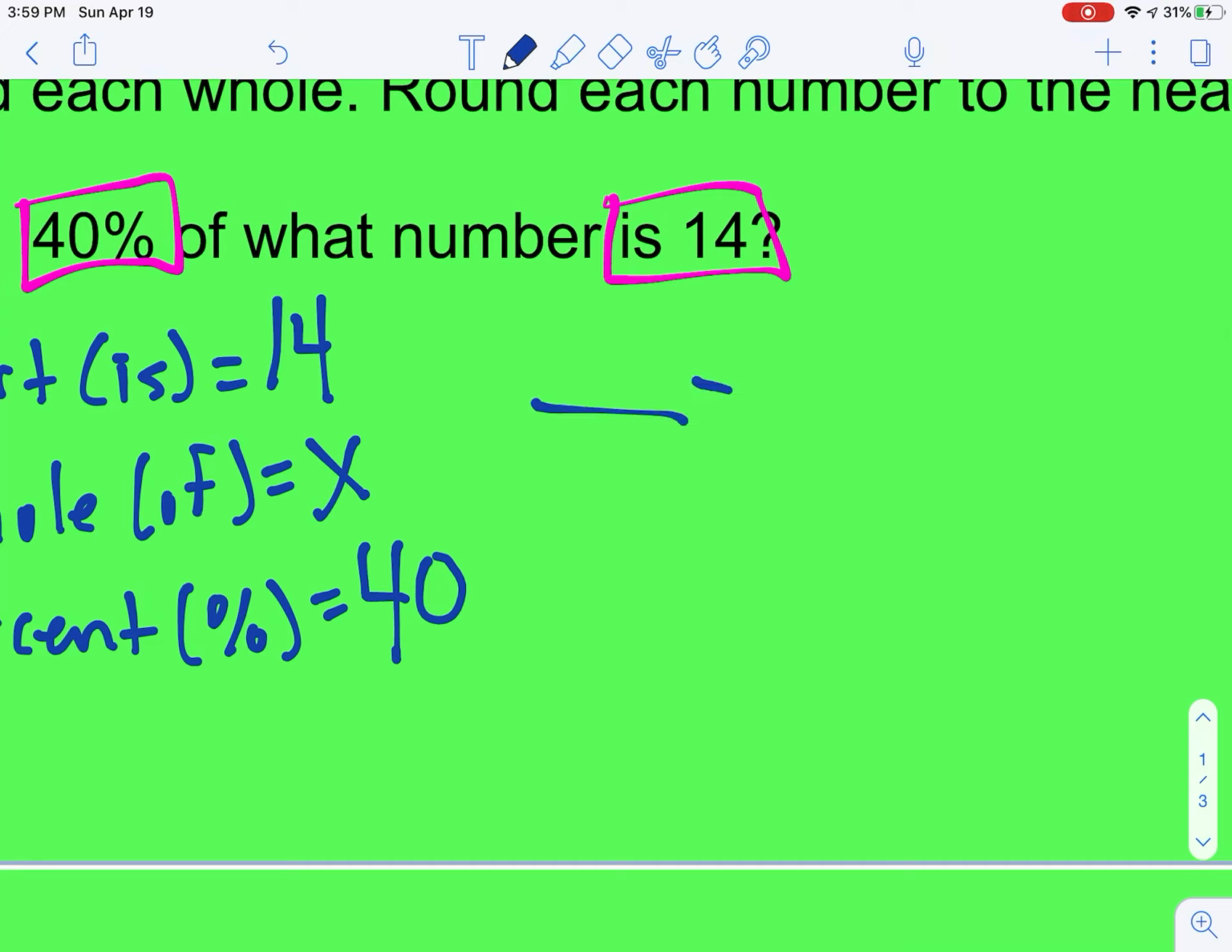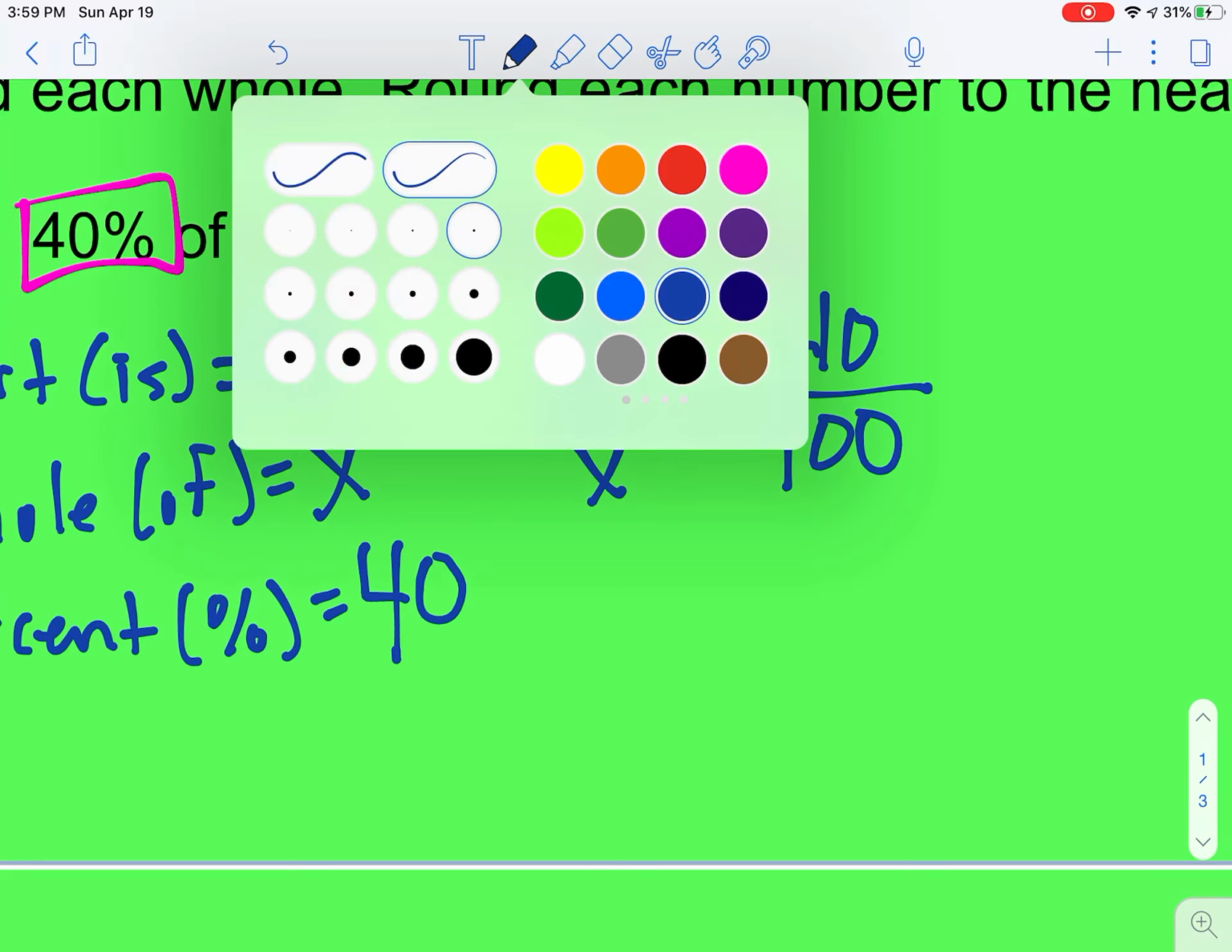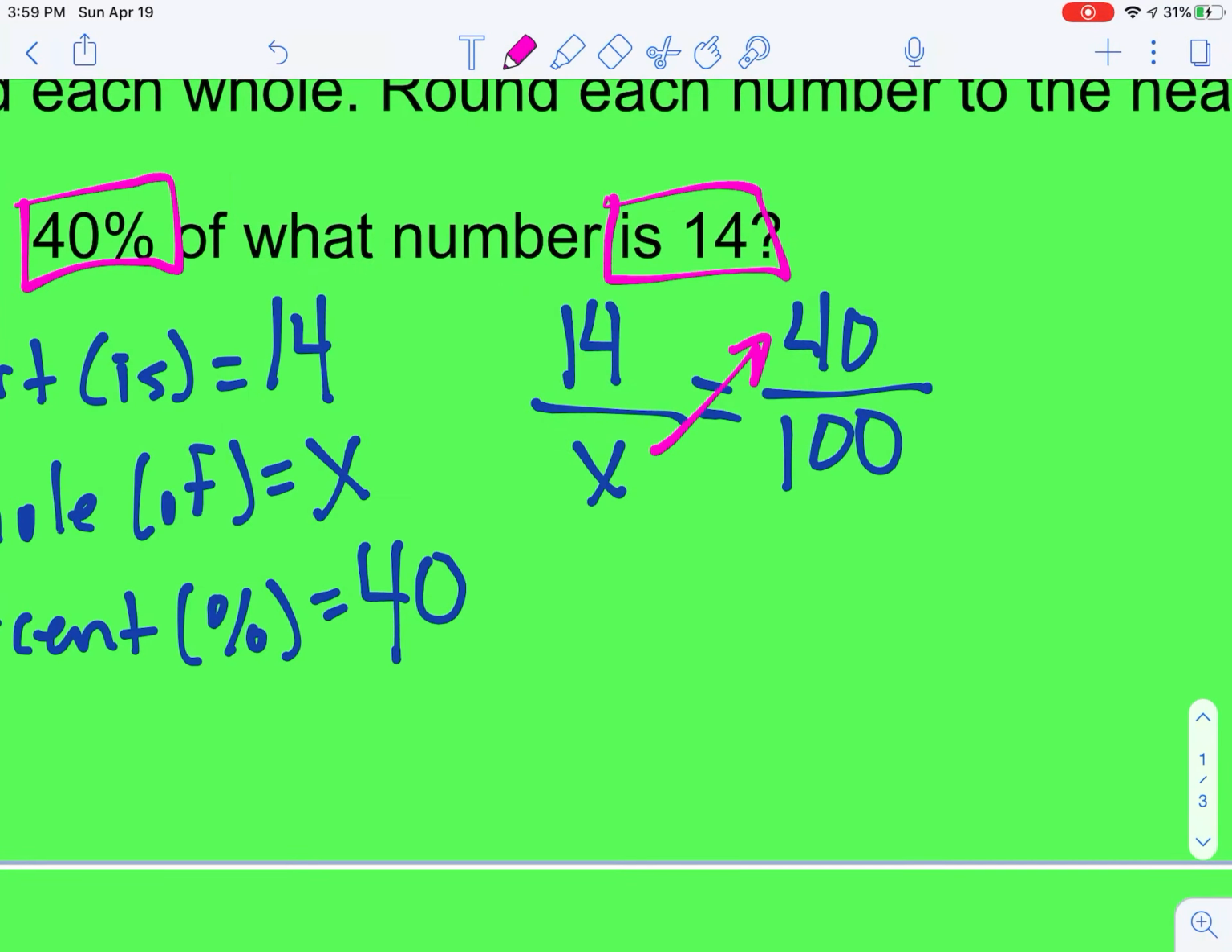Now I have enough information to set up my proportion, always putting the number 100 in the bottom right-hand corner. Percent goes over 100, and that's 40. And then the left side of my proportion is part over whole. Well, I know my part is 14, and I do not have my whole. So now I cross multiply.